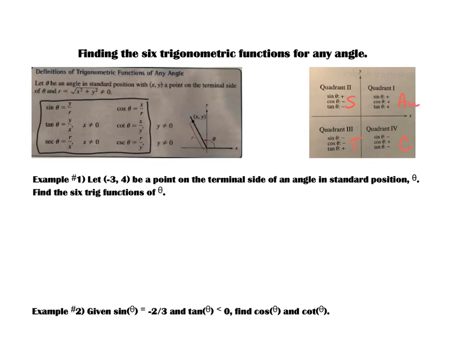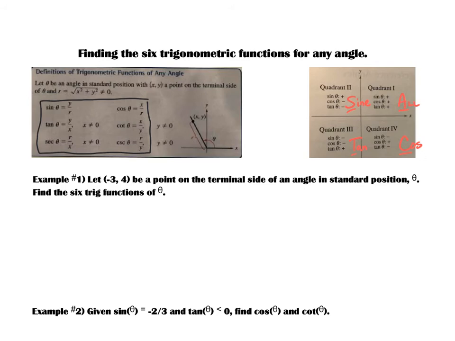And all that means is that the functions that are positive in quadrant 1 are all of them. In quadrant 2, only the sine function is positive. In quadrant 3, tangent is positive. And in quadrant 4, cosine is the only positive function. We like to call that All Students Take Calculus, right? All students take calculus. Just a nice way to remember that.